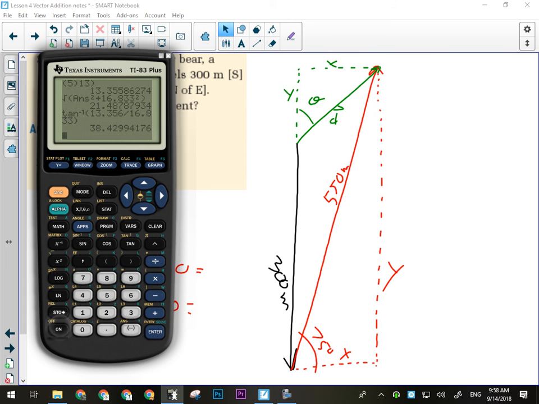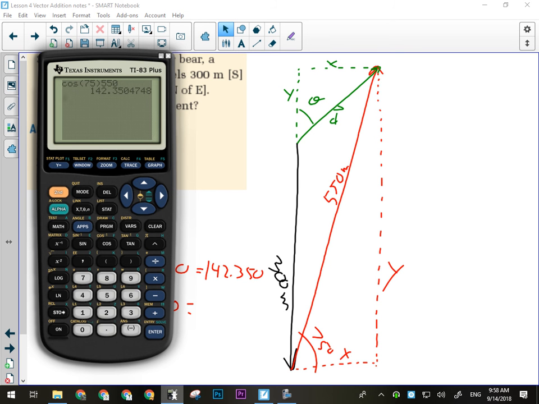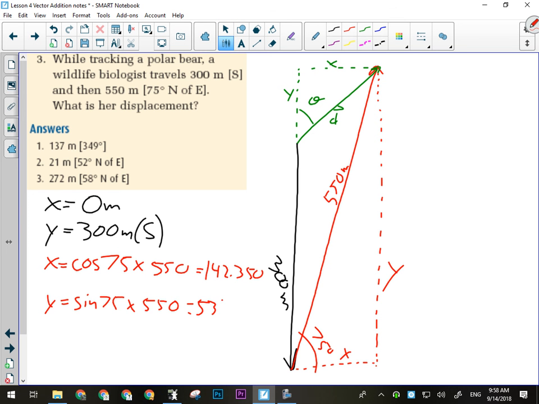All right, so cos of 75 times 550. Our x component is 142.350. Okay, and then our y component is going to be 531.259 meters, that's north. This one is east.